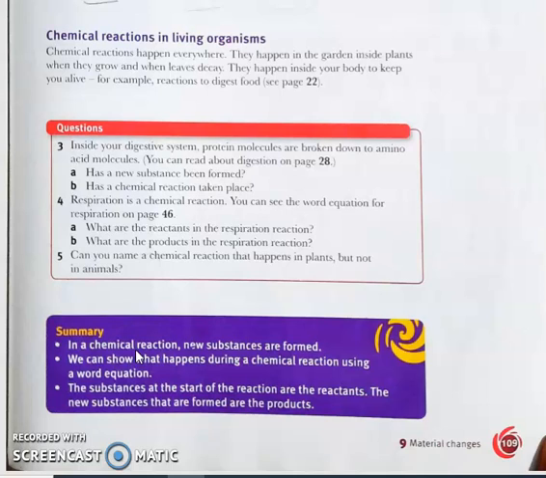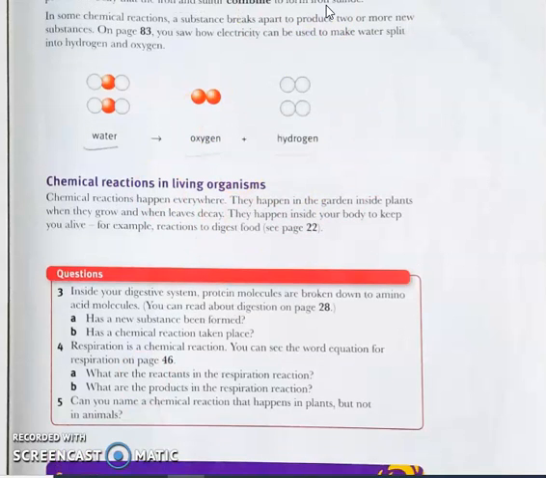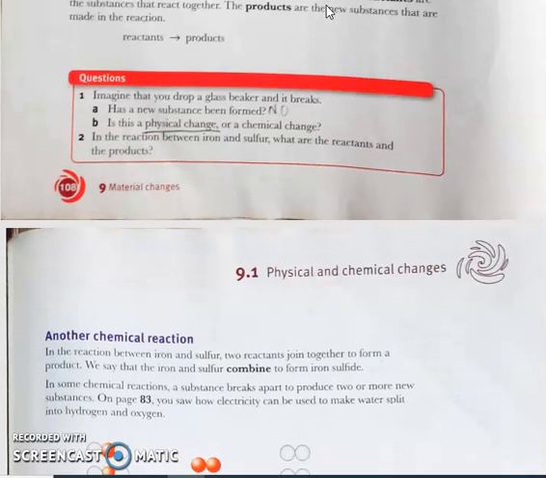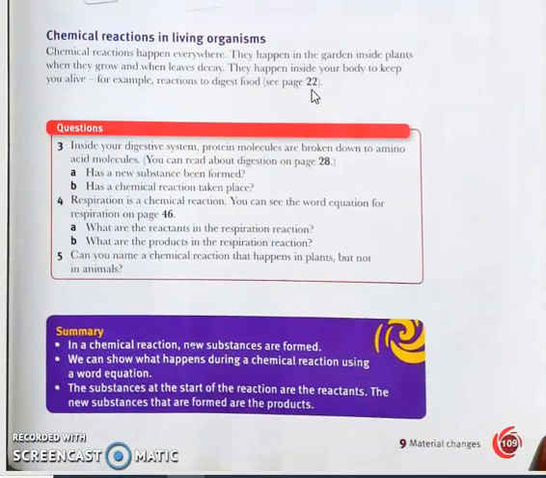So in a chemical reaction, new substances are formed. We can show what happens during a chemical reaction using a word equation. In a word equation, there will be a reactant side and a product side. The left hand side will be the reactant side and the right hand side will be the product side. Substances that react together are known as reactants. The new substance which is formed is known as the product. The arrow indicates the chemical reaction. So the substances at the start of the reaction are the reactants and the new substances that are formed are known as products. Okay, so I hope this topic is clear for you.